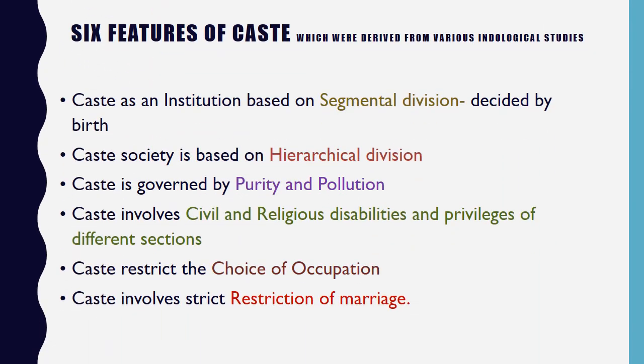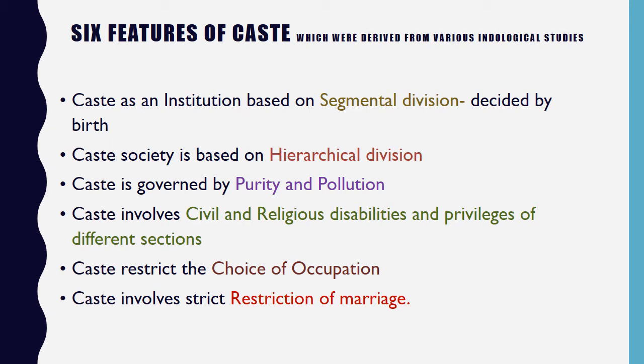Ghurye is known for offering a comprehensive definition of caste. His definition emphasized six features, which were derived from various indological studies done by him. First, caste is based on segmental division. This means that caste society is divided into a number of closed, mutually dependent segments. It is closed because caste is determined by birth, isn't it?